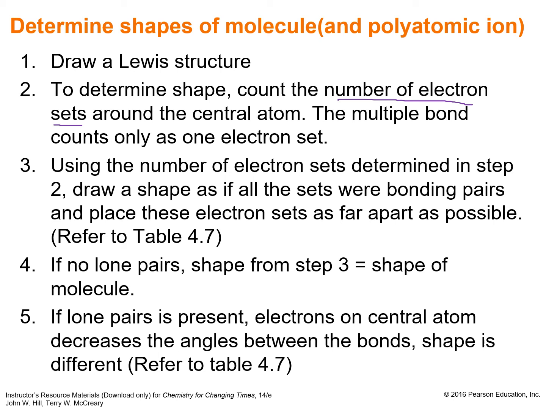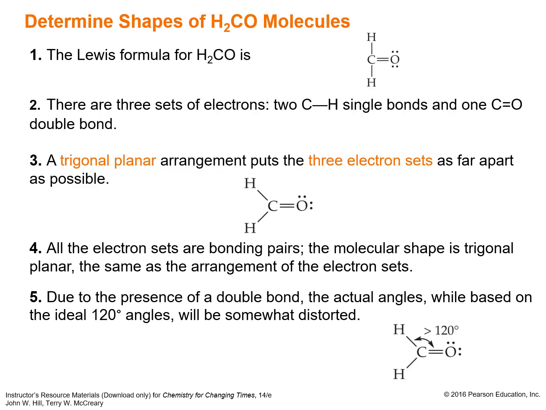Now in the exam you will not be given this table, so you'll have to again depend on your memory. If there are no lone pairs, whatever is the shape from step 3 will be the shape of the molecule. If there are lone pairs present, like I explained in the earlier slide, then the shape of the molecule will be different depending on if it is one lone pair or two lone pairs. So that's how you will predict the shape of molecules.